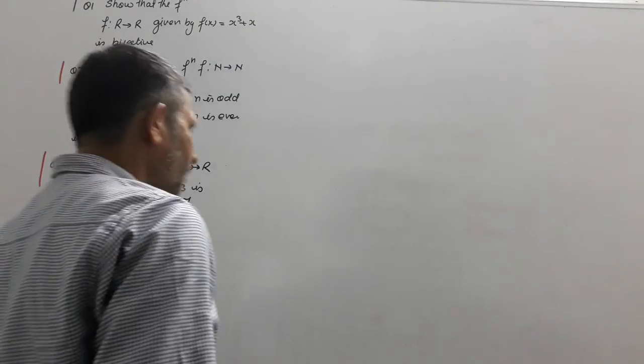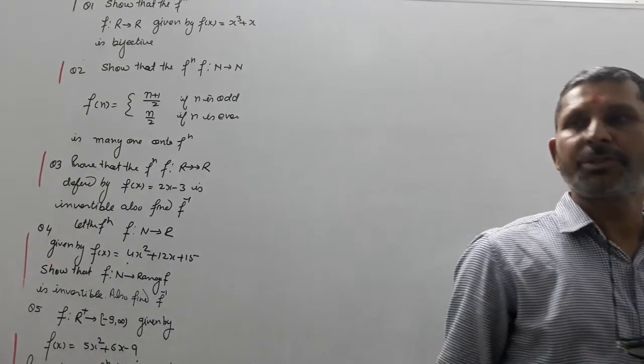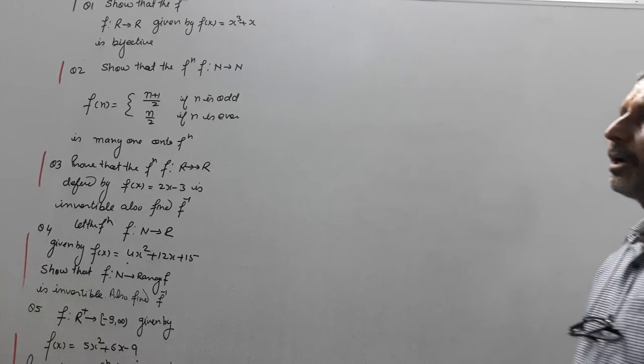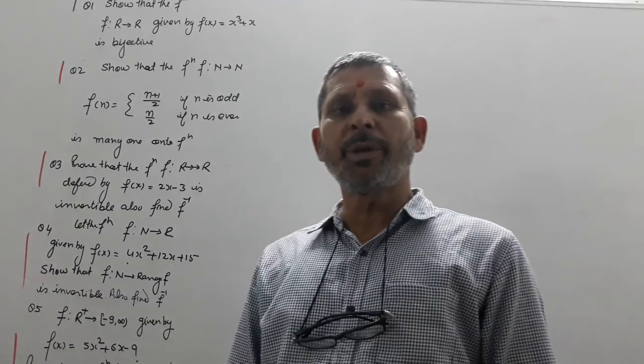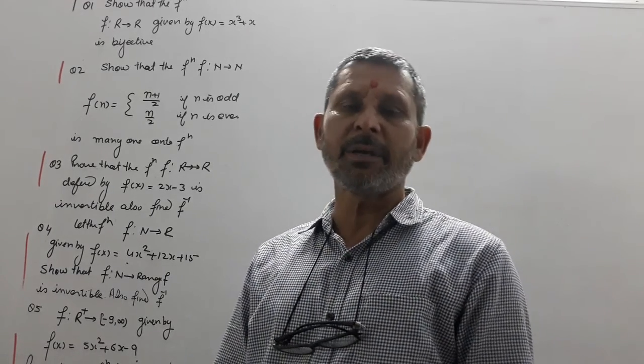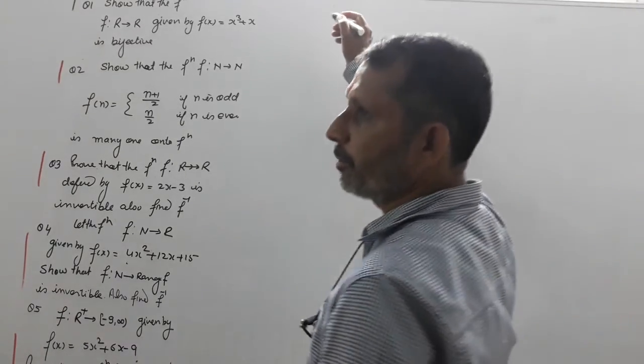Students, now we start the questions related to bijective functions. A function is said to be bijective if the function is 1-1 as well as onto. Question number 1.